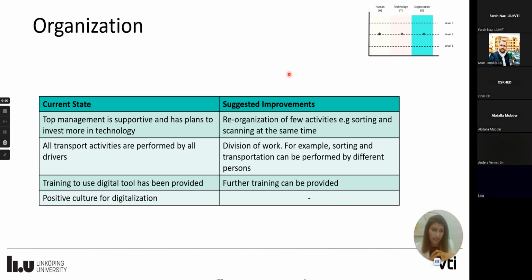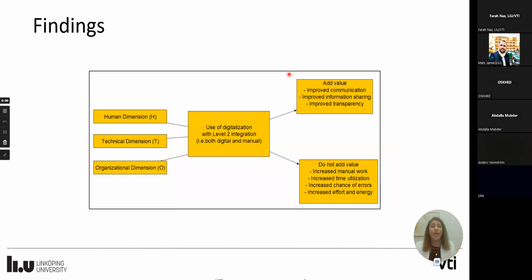I have also observed the same thing in other observations that I made with other companies, where different people do different things, using the same activities and the same transport flows. But yes, there is room for improvement. It is always like this, and further training can also be provided at the organizational level. So the finding of this study on transport flow is that digitalization is being used, and it is level 2 digitalization, which means that both digital and manual methods are being used.